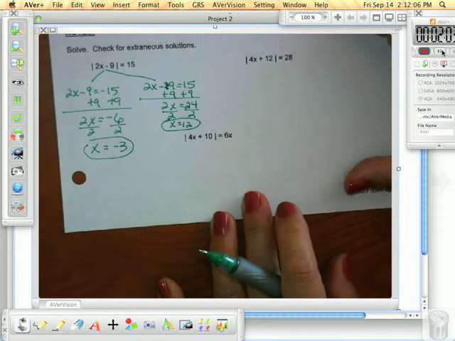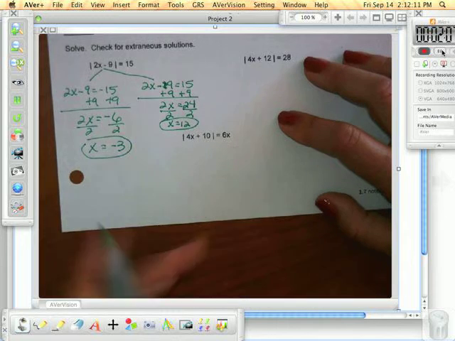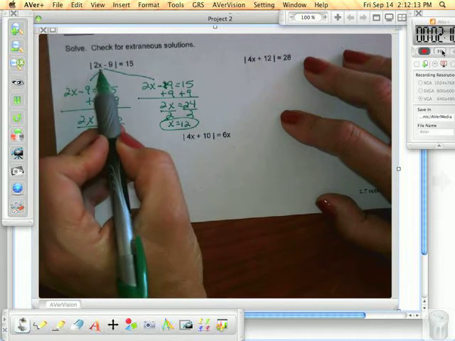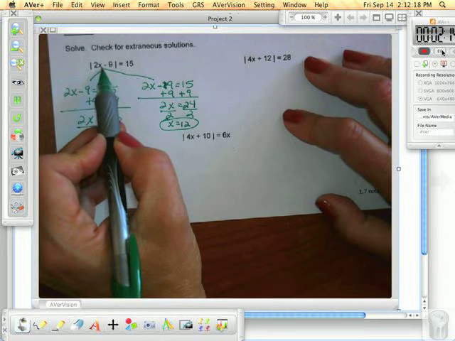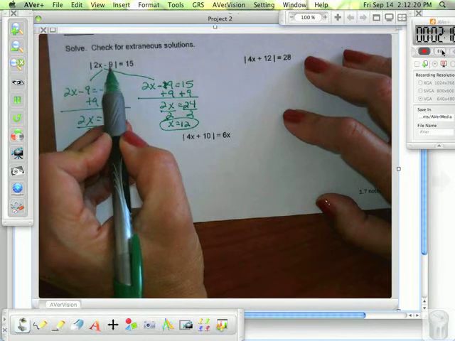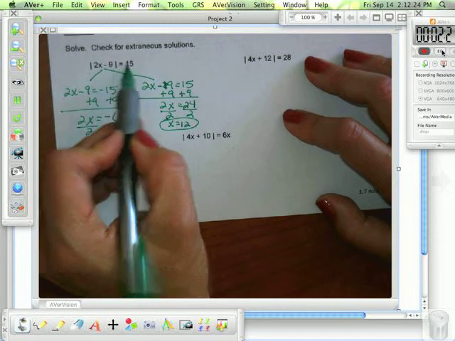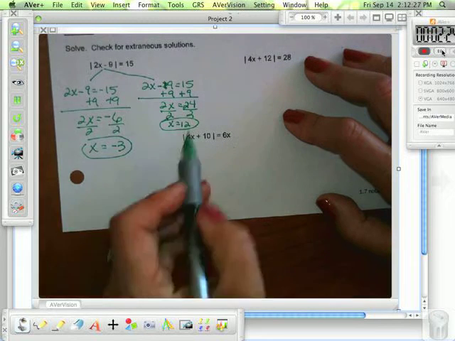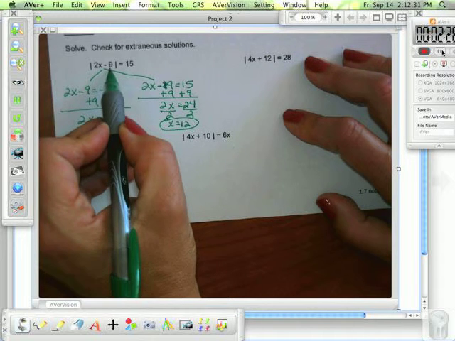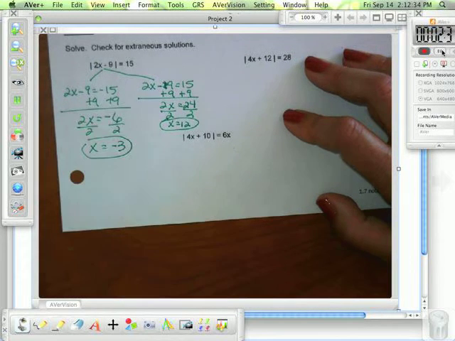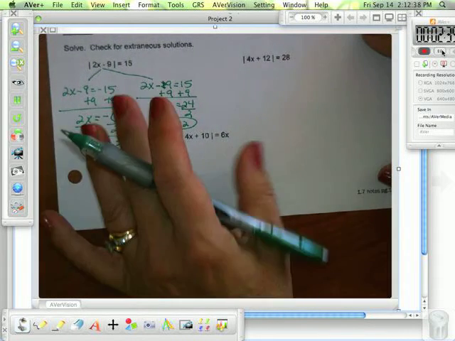Now I have to say to myself, I got to check for extraneous. So I take negative 3, go back to the original equation. 2 times negative 3 is what? Negative 6, take away 9 gives me what? Negative 15. The absolute value of negative 15 is 15, so that one works. 12, 2 times 12 is what? 24. 24, take away 9 is positive 15, so that works. So these are both good. No extraneous. All right, let's do one more.